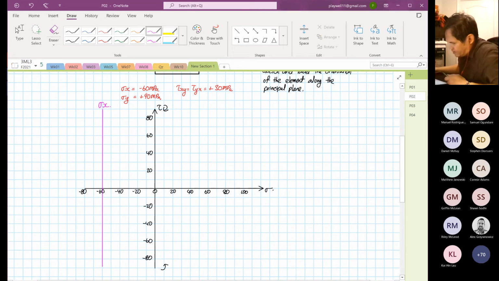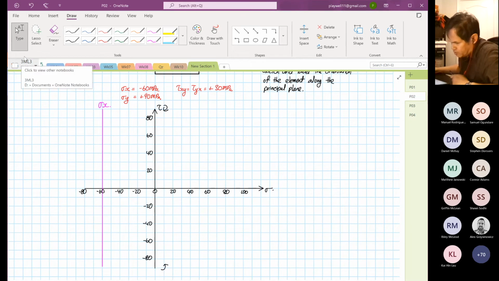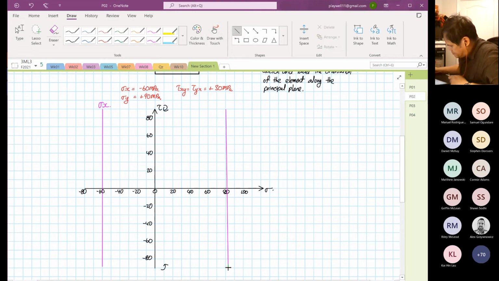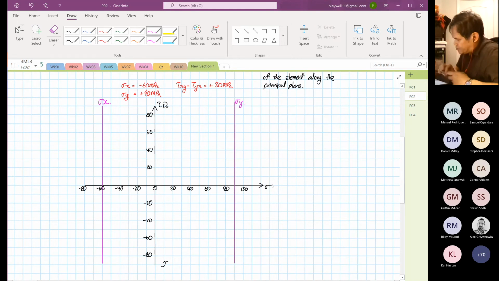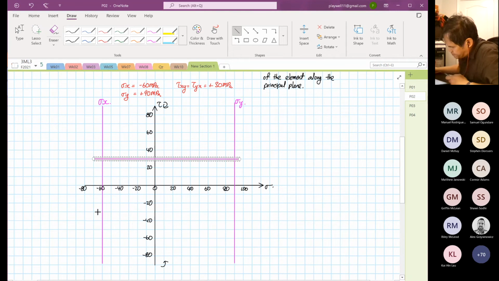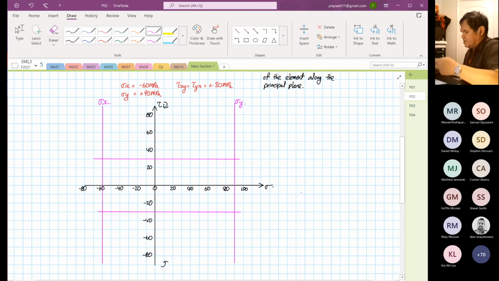And then your stress Y line is at 90. So you draw 90. Okay, so this is your stress Y line. The shear is 30. So again, the shear has nothing to do with positive or negative. It all depends on the rotation of the element. So positive 30, negative 30.